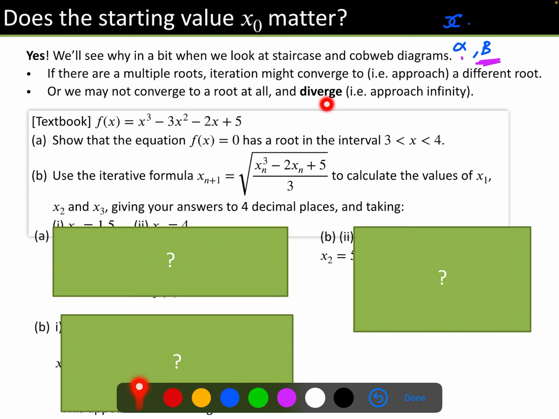Or other times, and you're going to see this in a moment, things diverge. They don't slow down, and it's to do with the shape of the functions that you've got. So let's have a go at this one here then.